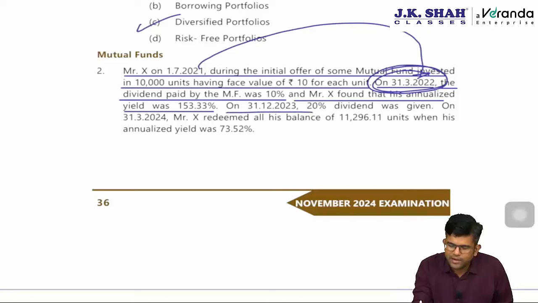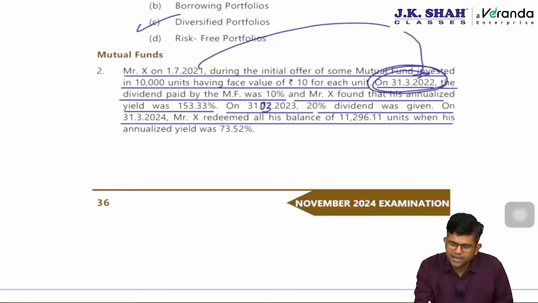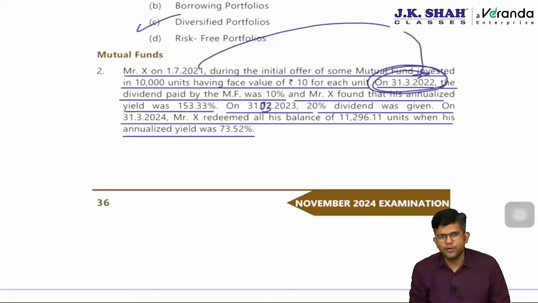On 31/12/2023, now this is actually not 31/12, it is 31/3. ICEA has been making this error since long. It is 31/3/2023. 20% dividend was given. On 31/3/2024, X redeemed all his balance units of 11,296.11 when his annualized yield was 73.52.